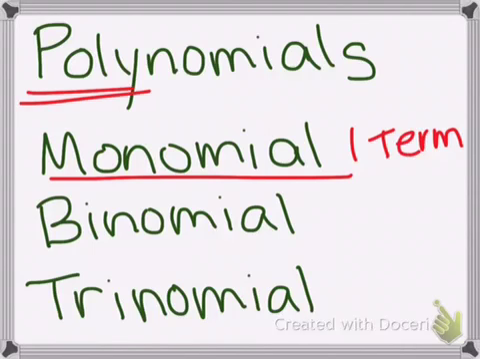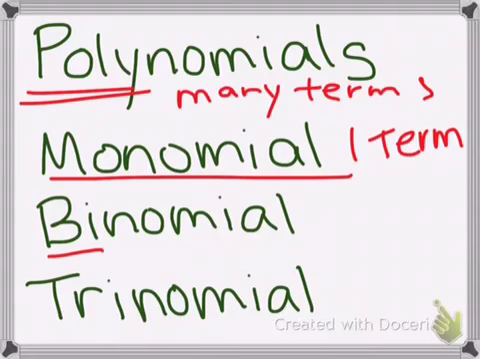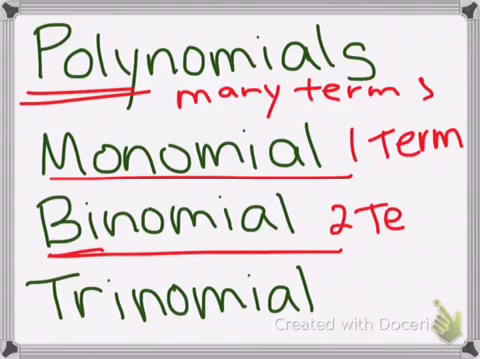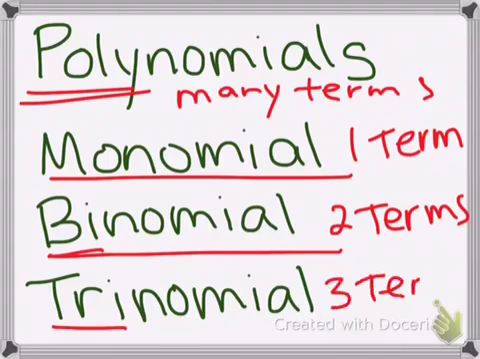Poly means many, so this means many terms. Bi means two, like bicycle. So this is binomial, so this is two terms. And then tri means three, so that is three terms. In order to add polynomials together, we're going to look for the like terms and add them together.